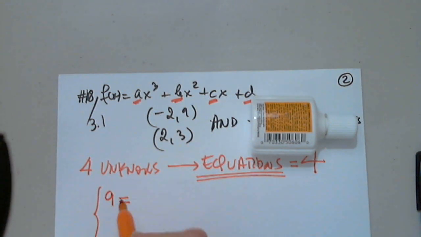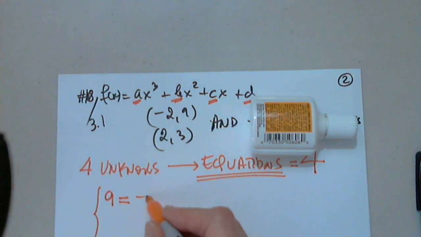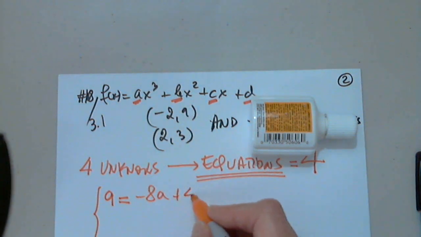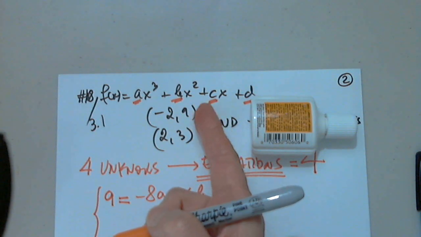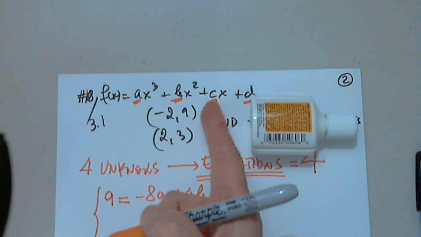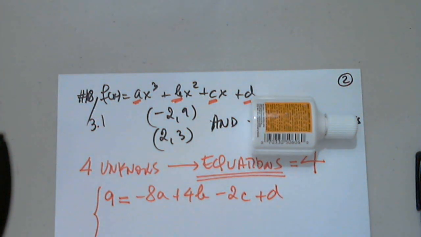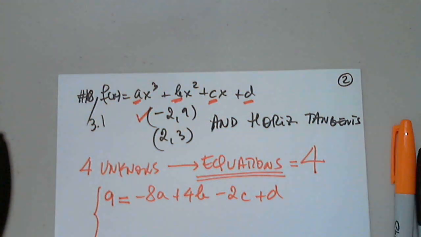Exactly. 9 equals negative 2 to the third, which is negative 8a, negative 2 squared is 4, so plus 4b. Remember, we are a team. If you have any questions, don't hesitate to say. Minus 2c and plus d. We did get the first equation. Awesome. Can anyone tell us how we get the second equation?